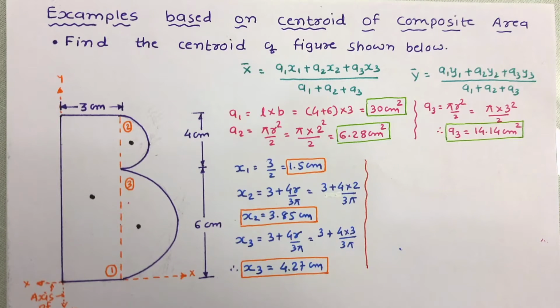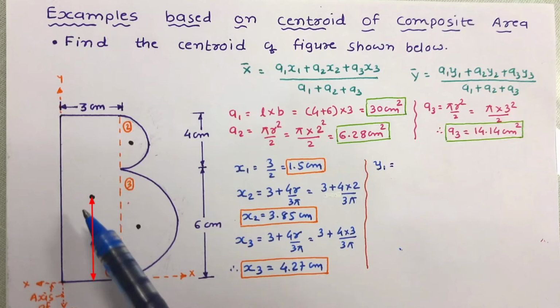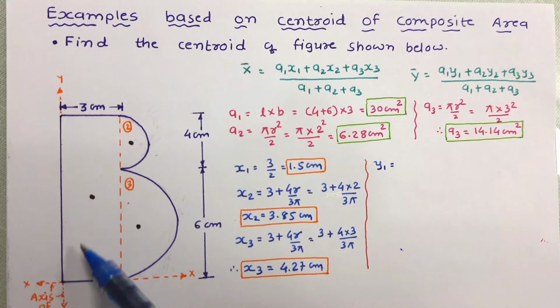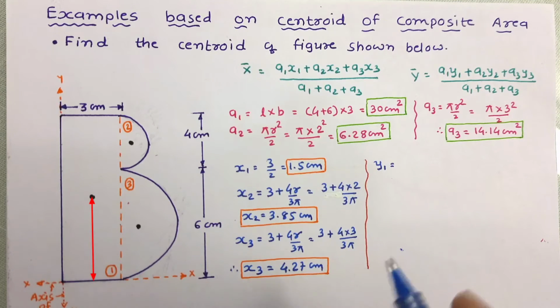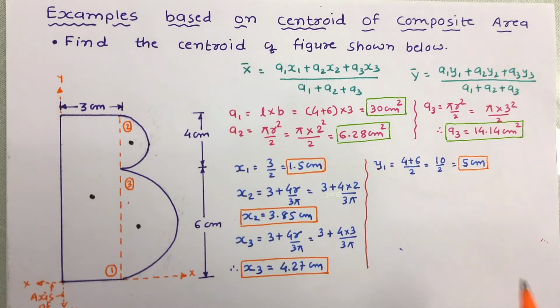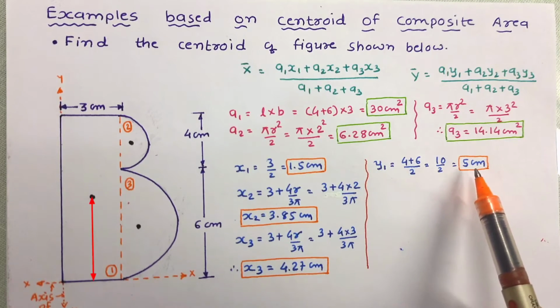Now let us work out y1, y2, y3. y1, that is the centroidal distance of the first figure along the y-axis. So it is this much distance. The total length of the rectangle is 10. So this will be half of it. So y1 has been worked out as 5 centimeter.